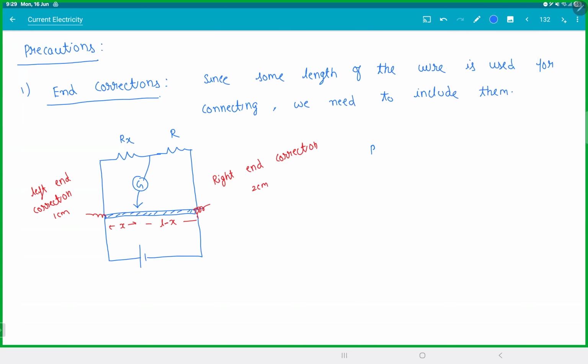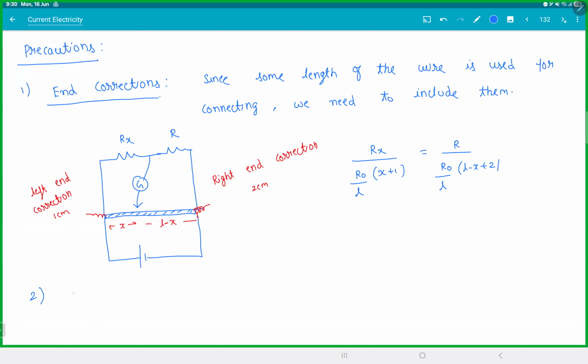So when you balance, this is what you write. Rx by total resistance equals total length. This will be X plus 1. This will be L minus X plus 2. Solve and you'll get the X answer. Clear with that? So you just have to include those additional wires there.